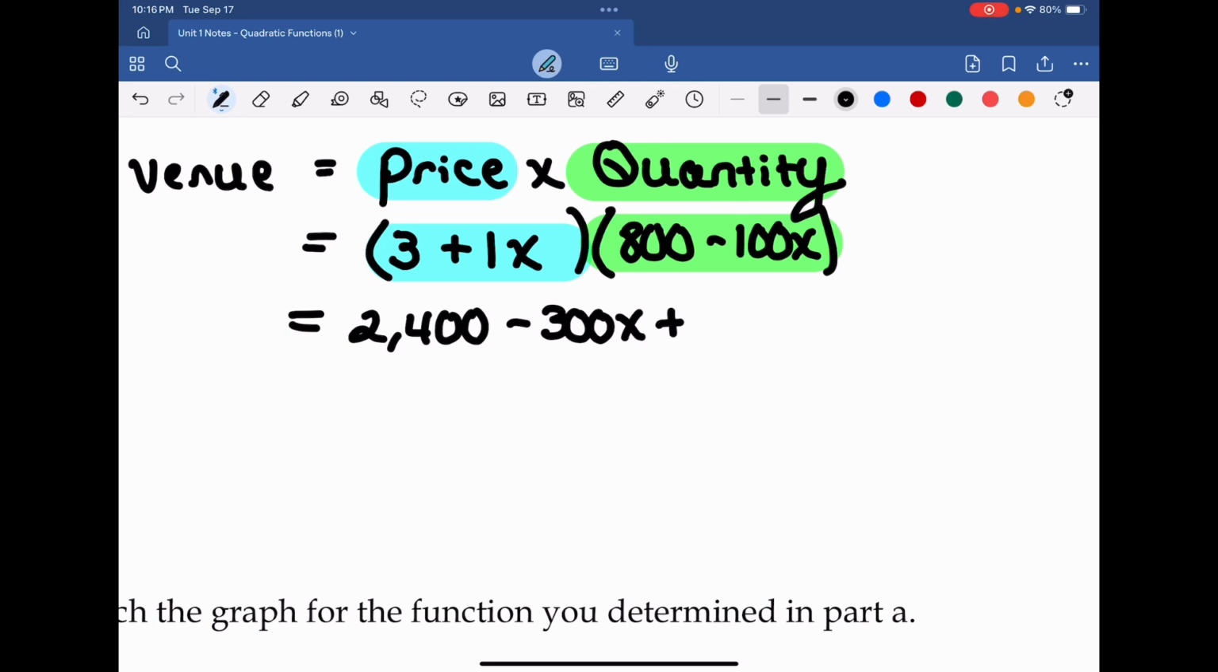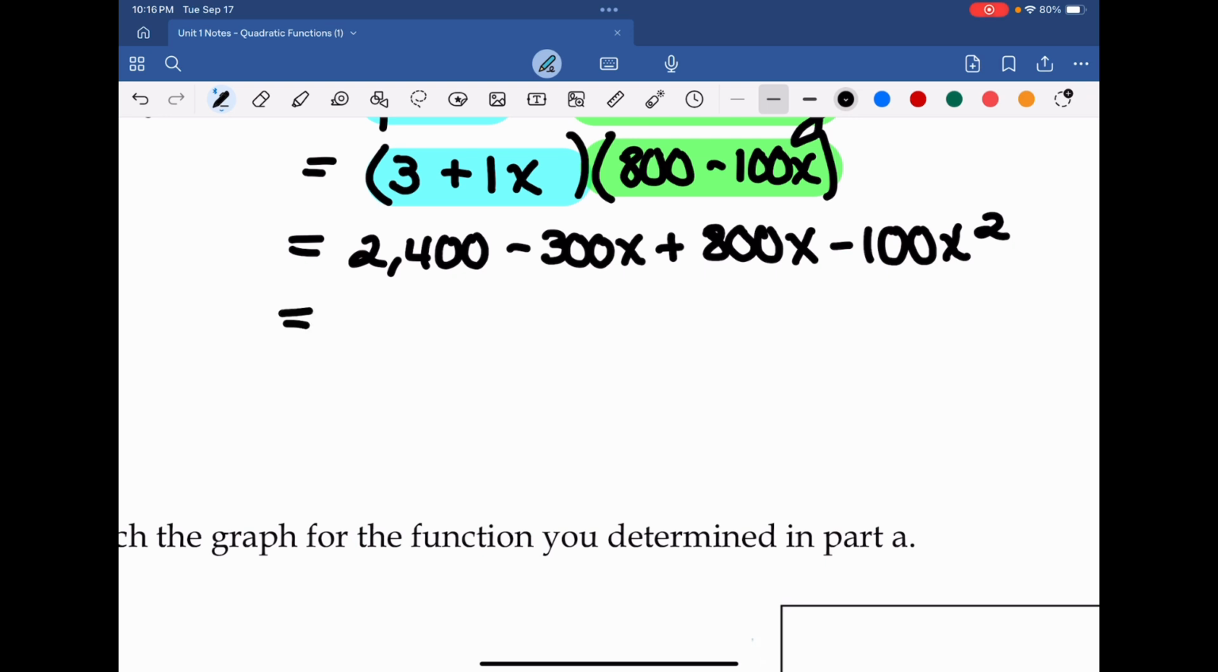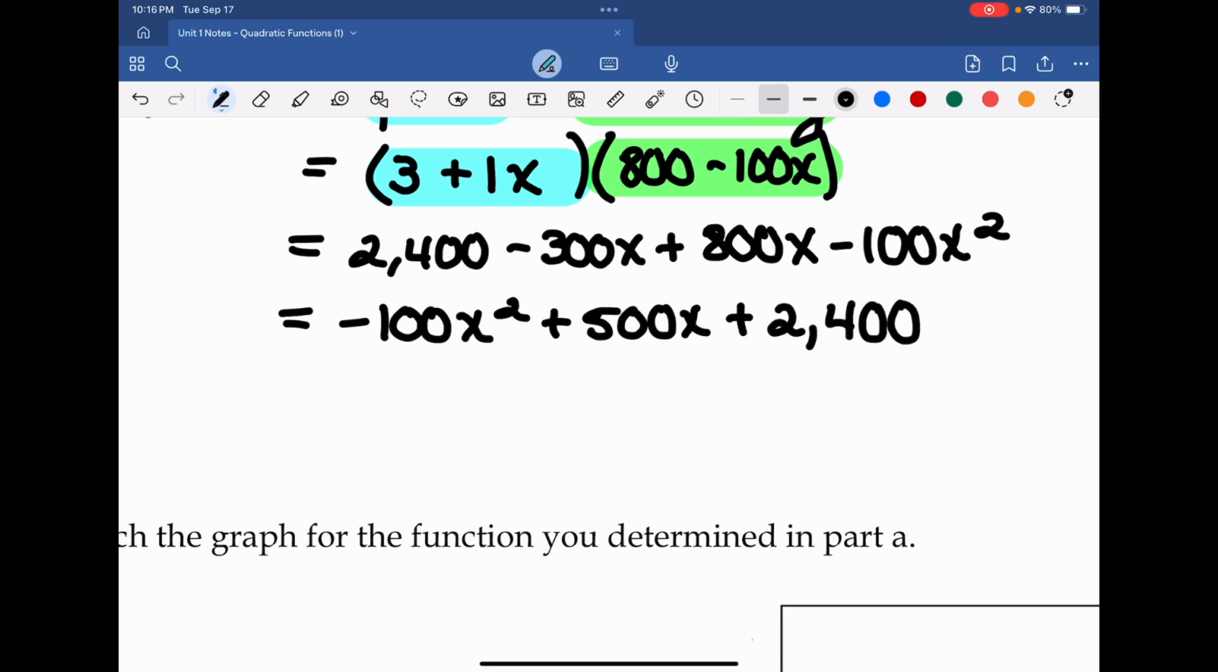This is going to be 1 times the 800 is 800x. And then lastly, 1 times negative 100x will give us negative 100x squared. Now we're going to collect our like terms and rearrange this. So I'm going to put the negative 100x squared, or our largest power, first. I'm then going to put negative 300 plus 800, which is plus 500x, in the middle. And then we're going to put our 2400, or our constant value, on the end. And this represents the revenue.